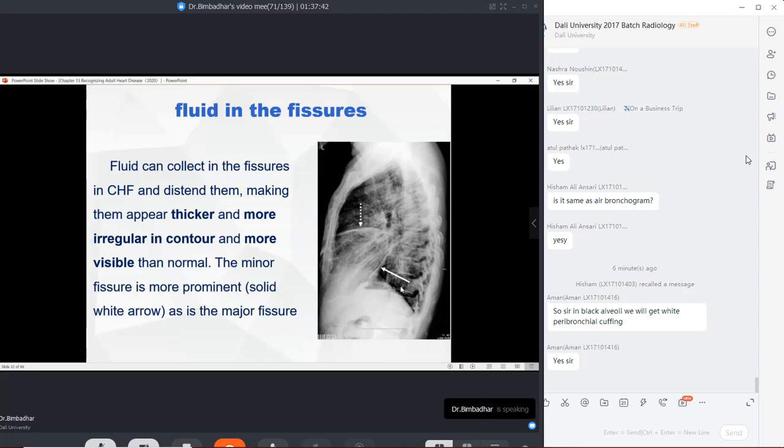So now you tell me, if there is development of fluid in the fissure, will this patient have mild grade dyspnea or high grade dyspnea? See, there is peribronchial cuffing. First thing, there are interstitial congestive changes, right? The second one I found is peribronchial cuffing, and the third one I found is fluid in the fissures. Will he have mild grade dyspnea, moderate grade dyspnea, or severe dyspnea? Which one?